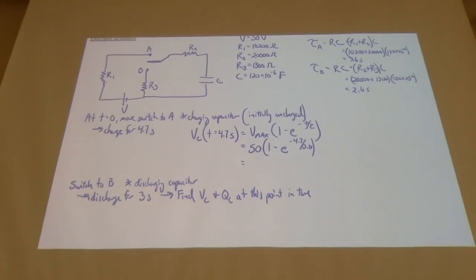You might want to try punching that in your calculator just to make sure that you can use the e function, the exponential function on your calculator. So you'll want to divide the negative 4.7 by the 3.6 and then hit the e to the x button to get that number. And if we all end up on the same page, you should get about 36.4 volts for VC at the end of our charging phase.